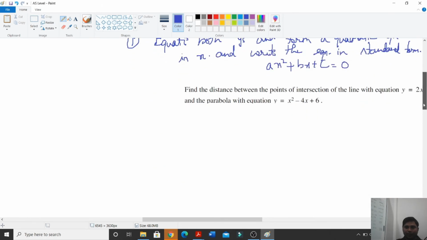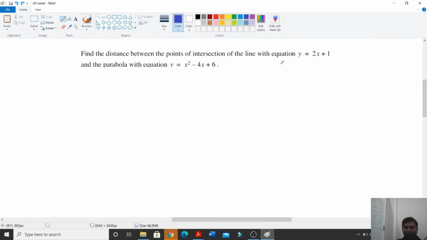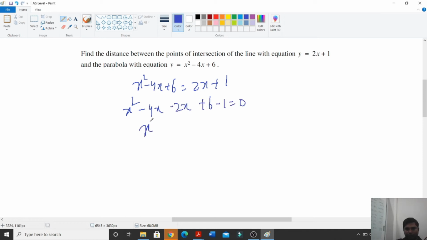Okay, let's solve a question. Find the distance between the points of intersection of the line and the parabola. So you need to find the intersection points. So equate both the y's. x squared minus 4x plus 6 equals 2x plus 1. Write in the standard form. So x squared minus 4x minus 2x plus 6 minus 1 equals 0. So x squared minus 6x plus 5 equals 0.